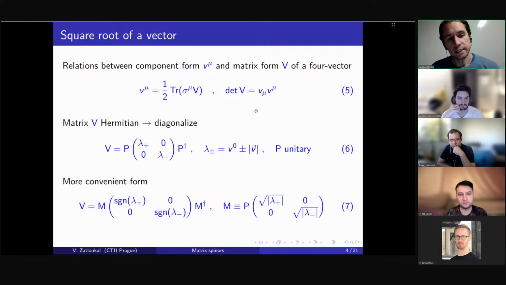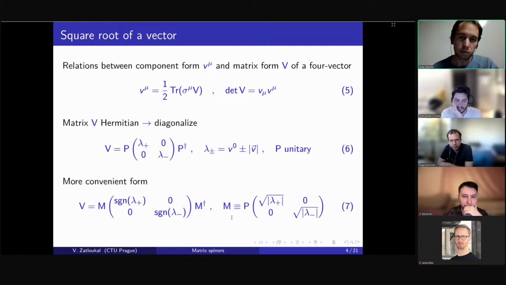Now, since V is Hermitian, we can diagonalize it with the unitary transformation P. We can easily find the eigenvalues as well, and express them in terms of the components of the 4-vector. And now, more conveniently, we'll take out the modulus of the eigenvalues and just leave the sign and define the matrix M. And now, depending on the signs that we get in between the M and M dagger, we have to distinguish some cases.